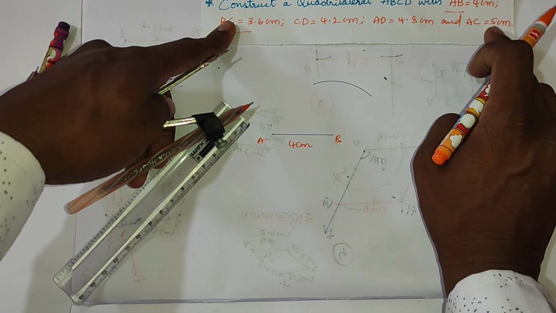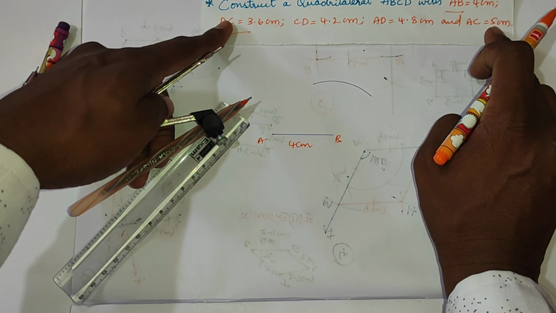Now what diagonal is there? AC is a diagonal. How much is there? 5 centimeters. Now measure 5 centimeters radius first. Taking A as a center, cutting this arc. So we got the intersecting point, and this one is C. Okay. So now simply join A to C first.